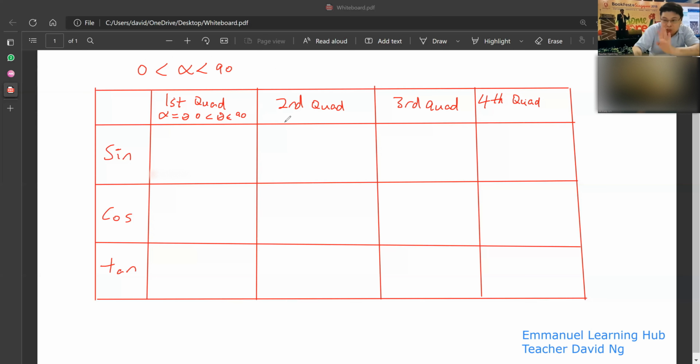Second quadrant, theta is not alpha anymore. Theta is between 90 to 180. Theta is not alpha anymore, and alpha is constantly between 0 to 90, as I mentioned here. Then for this one, your theta is 180 to 270, or pi radian to 3 pi over 2. Be familiar with radians also, not just angles. So this is 0 to pi over 4, pi over 2. Pi over 2 is 90. Then fourth quadrant.